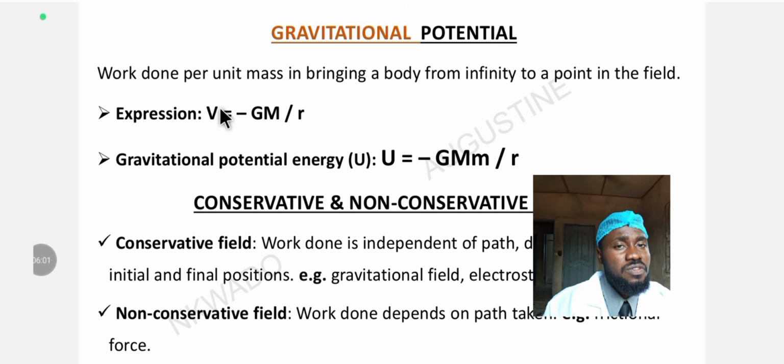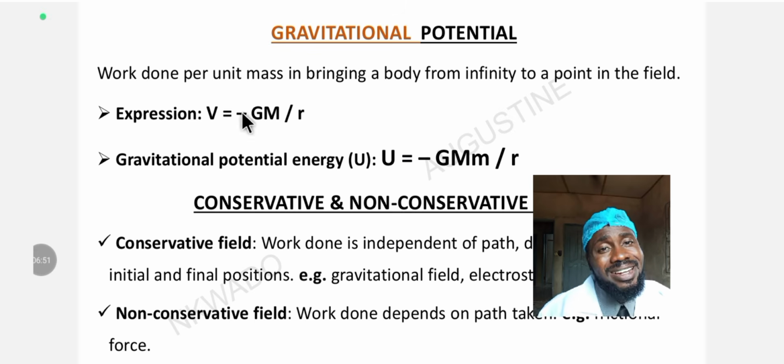And the expression is V is equal to minus GM over R. R stands for the point on the field. M stands for mass, while capital G stands for the gravitational constant. Remember to always put the negative. So if you are asked to calculate gravitational potential in a physics question, this is the formula you are going to apply: gravitational potential V is equal to minus GM over R.